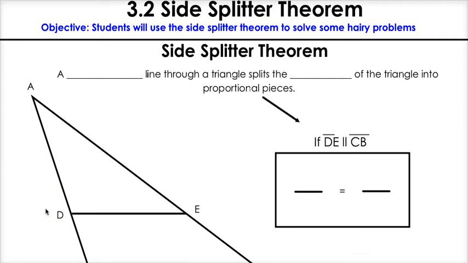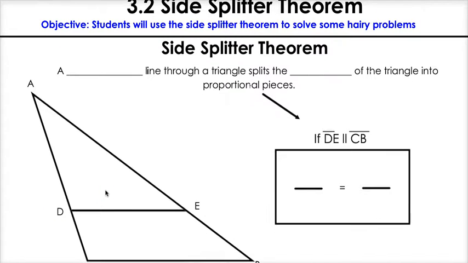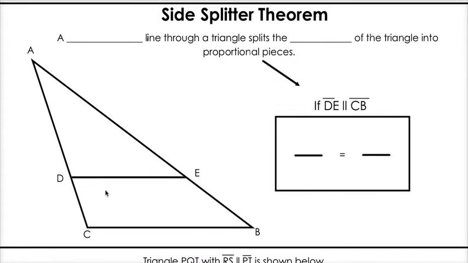You have to know when to use it, and when you cannot use it. Sometimes you can, sometimes you can't. I'll explain when you can, and when you cannot. So that's the big thing about today's lesson: know when you can use it and know when you can't use it. So what is the side splitter theorem? Let's get into it.